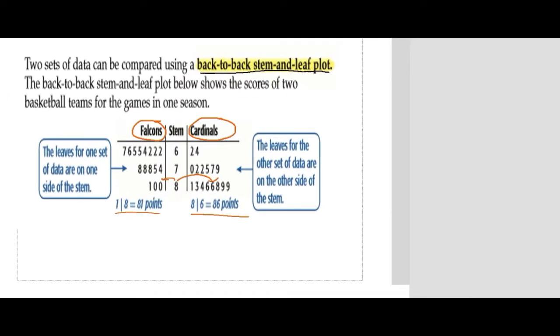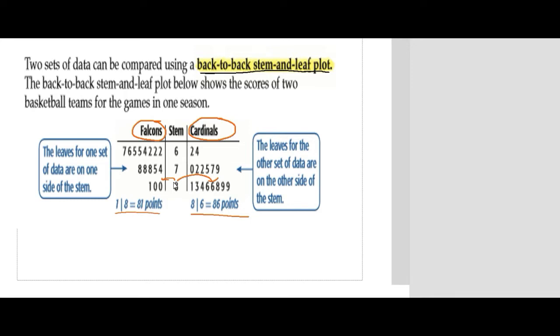Alright, so let us now discuss how to make a stem and leaf plot for back-to-back data. So what does this mean? The back-to-back stem and leaf plot below shows the scores of two basketball teams for the games in one season. What we do here is make a left and right side of the stem. As you can see, we have two teams that we're trying to compare, the Falcons and the Cardinals.